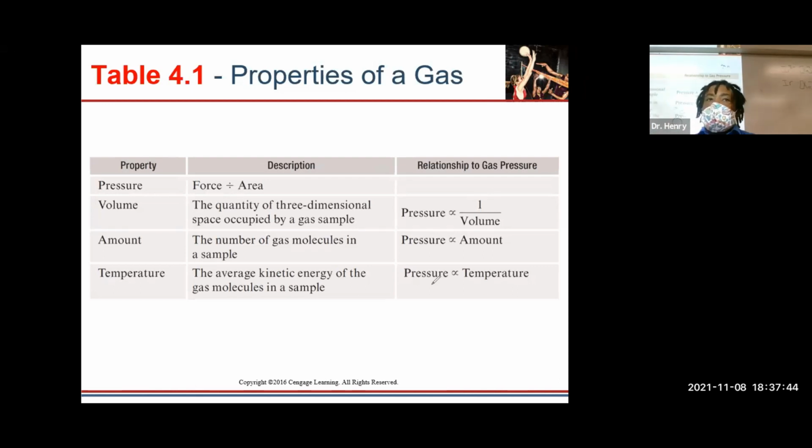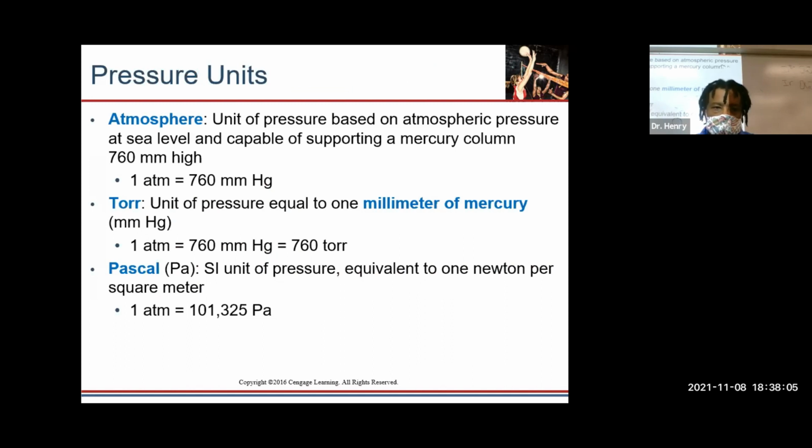Okay. Now, the volume is going to be indirectly proportional. Okay. So as pressure goes up, the volume is actually going to go down. Okay. Let's talk about that. Or we'll get to that in a minute.